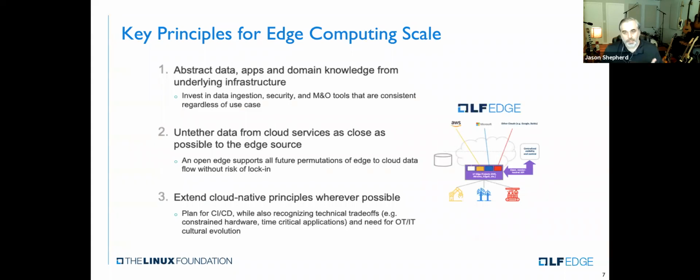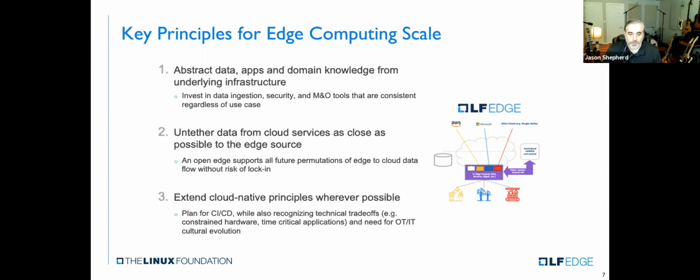Getting into LF Edge a little bit more before we get into the taxonomy, this is ultimately about abstracting various different elements of value add from the rest of the solution stack. So the principles of edge computing scale, and this applies everywhere, but we need to have data. That's the last thing we want to virtualize. If you focus on trusted data, everything else follows. Data is your number one resource next to your people in your business.